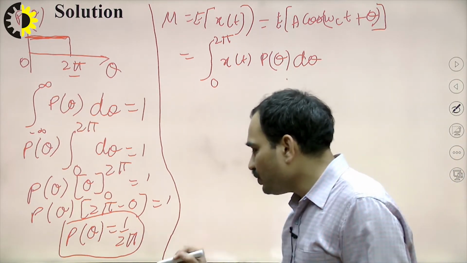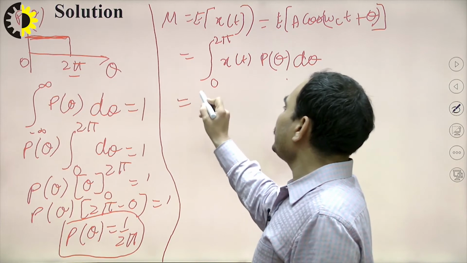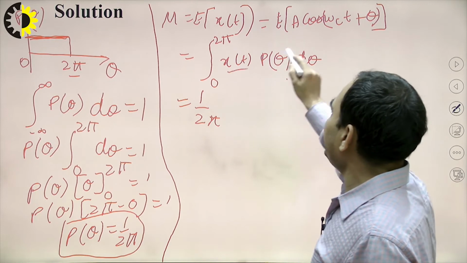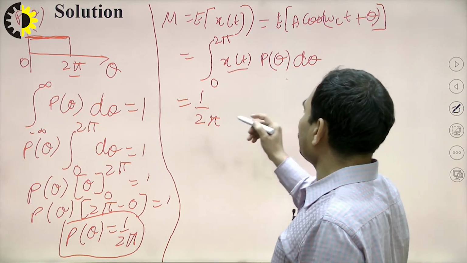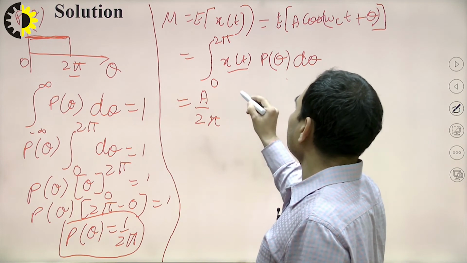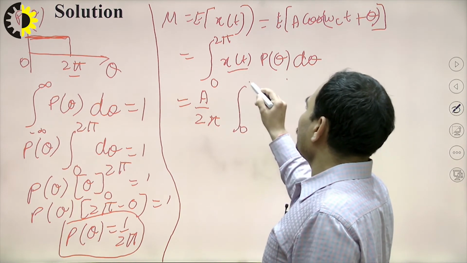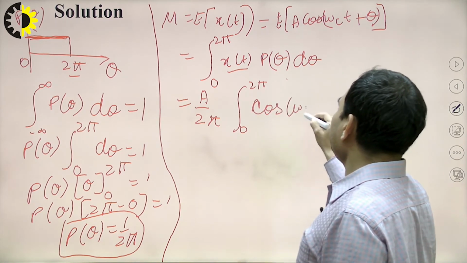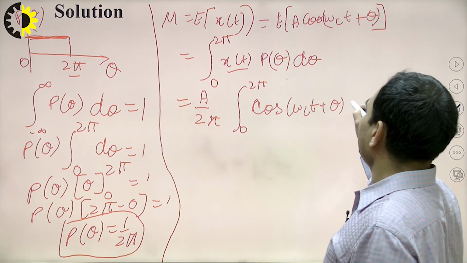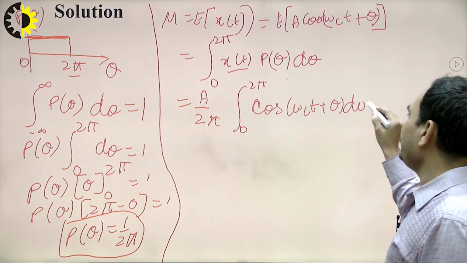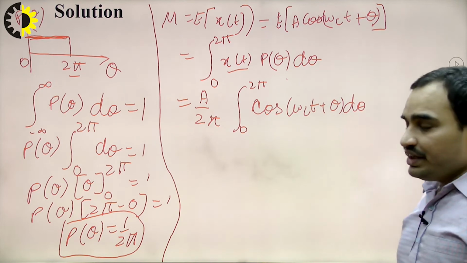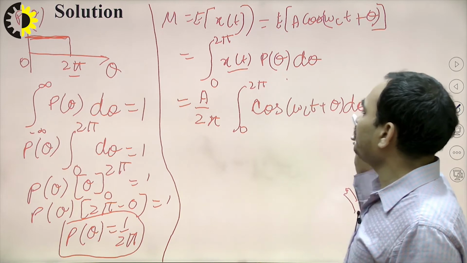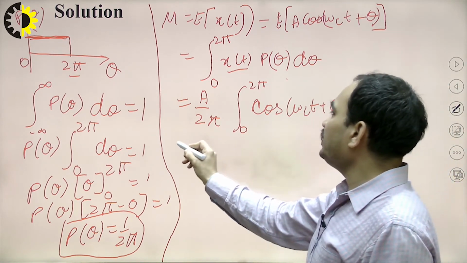So we are substituting the values of x t and p theta. P theta is equal to 1 upon 2 pi, which is a constant value, so we can directly take it outside. And what is x t? A cos of omega c t plus theta, but here the amplitude A is also constant. What is left is the integration from 0 to 2 pi of cos of omega c t plus theta with respect to d theta. This integration from 0 to 2 pi will be equal to 0. You can also prove it.